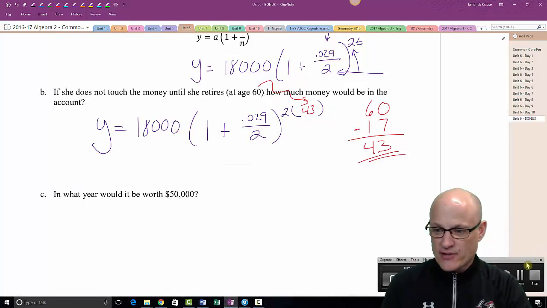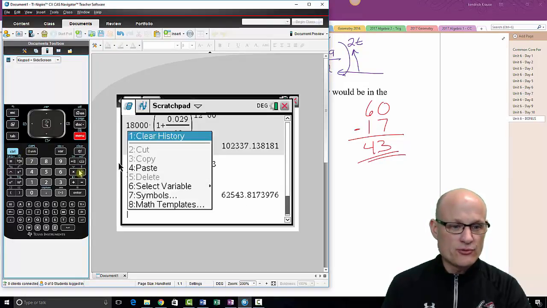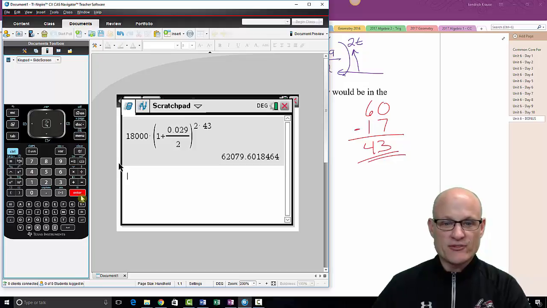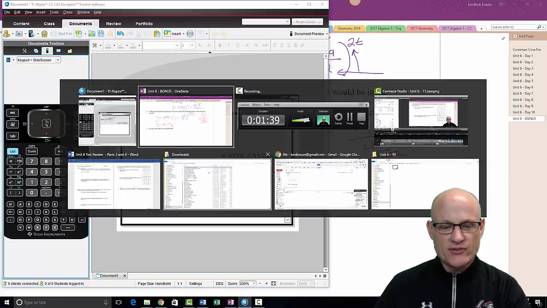And I think I was playing around with some numbers, so let's see what I got. Let's just do this. All right, so we're going to take 18,000, parenthesis, 1 plus control division 0.029 over 2 raised to the 2 times 43, or you can just write 86 in there. She's going to have $79.60.